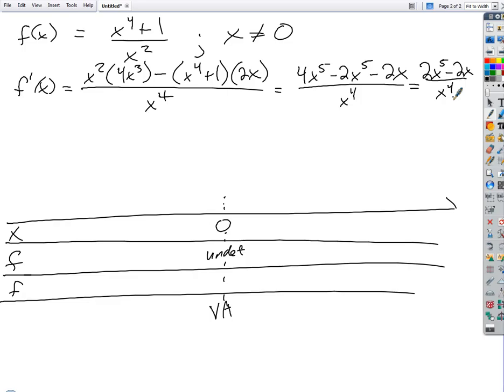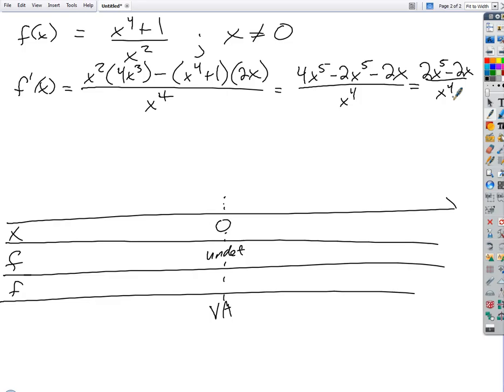Is there any place where the derivative function is undefined? Where's that going to be? At x equals 0, it's undefined. Is that a critical number? Wait, isn't it a hole of the function? Go ahead, ask that question. Isn't it a hole of the function? Oh, okay, you're right. But it's still undefined. Even a hole is undefined, right?